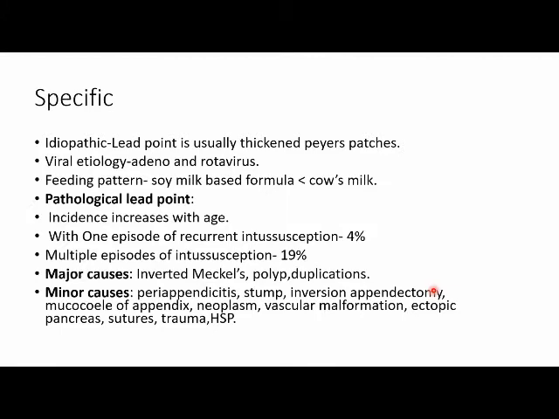Even a particular rotavirus vaccine was abandoned by the FDA, and permission was not given to continue with the vaccination for rotavirus in the US, because it was found to be significantly associated with post-vaccination intussusception in children. Another etiology is the feeding pattern. When you consider human milk as a reference point, soy-based milk formulas are found to have less incidence of intussusception, but cow's milk-based formulas are found to have more incidence of intussusception.